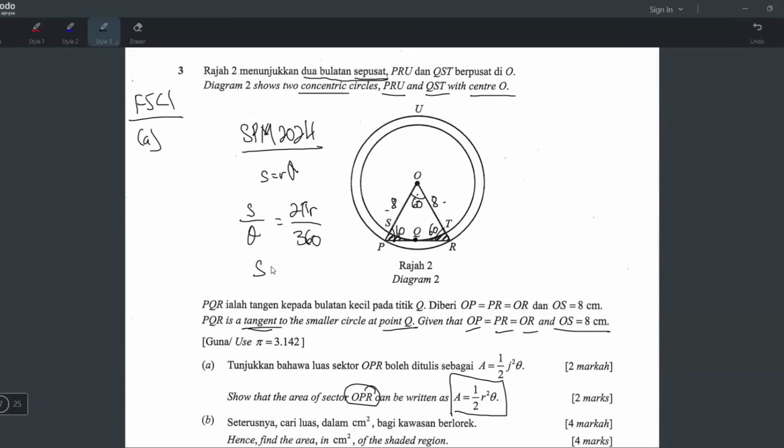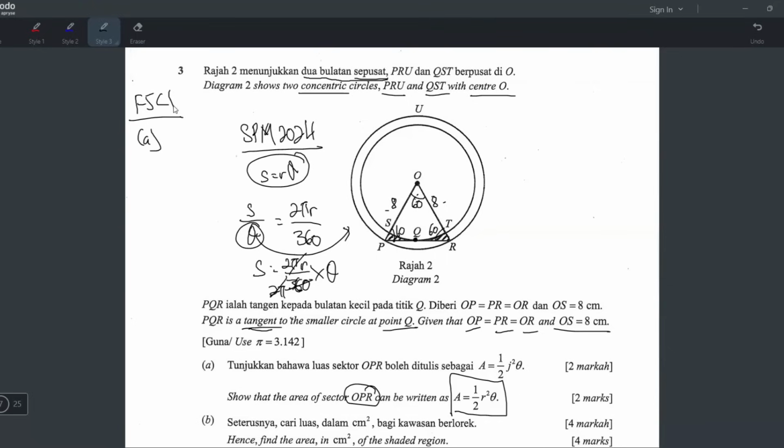And then what happens is you just move the theta across and it becomes multiplied by theta, and here will be 2 pi r over 360, right? And if you're trying to prove the formula s equals r theta, the theta has to be in radians. So the 360 changes to radians, which is 2 pi. And then you cancel, and you're left with r theta. That's how you prove the formula s equals r theta.